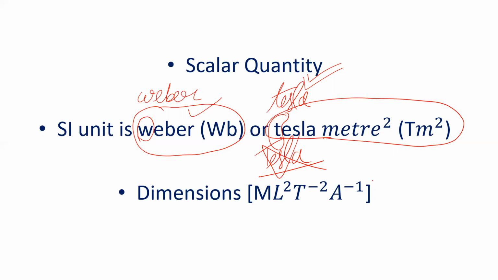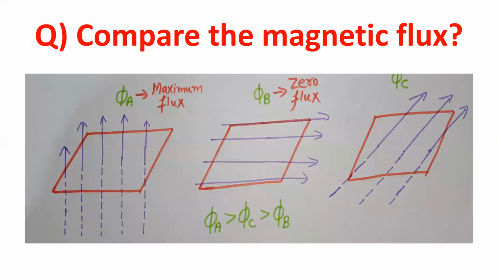Okay, we'll move forward to the dimension: M L^2 T^-2 A^-1. Okay, M L^2 T^-2 A^-1. How these dimensions are derived, we'll see after we have the formula for the flux. So we'll move to the next slide to have the formula.